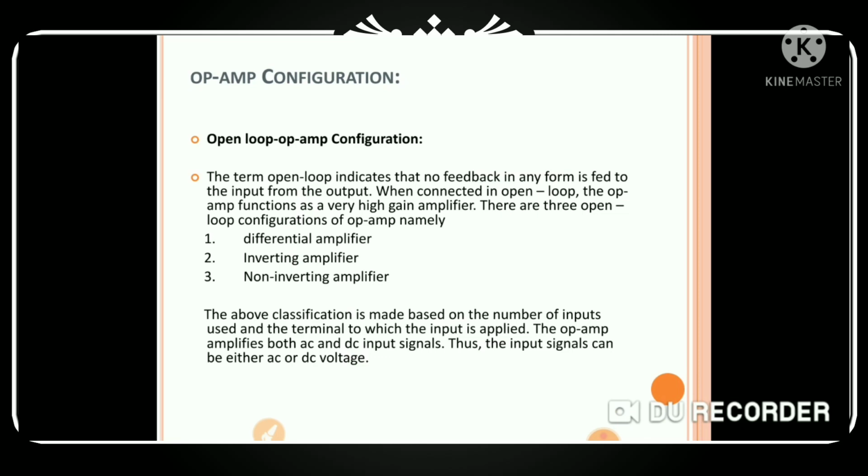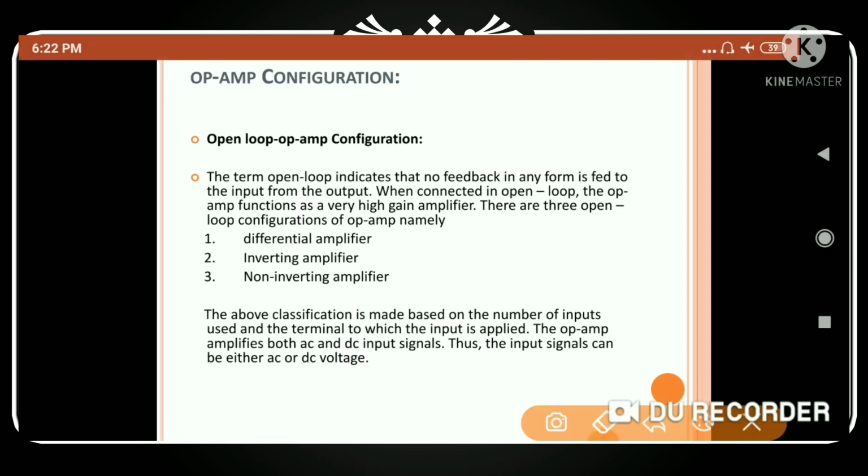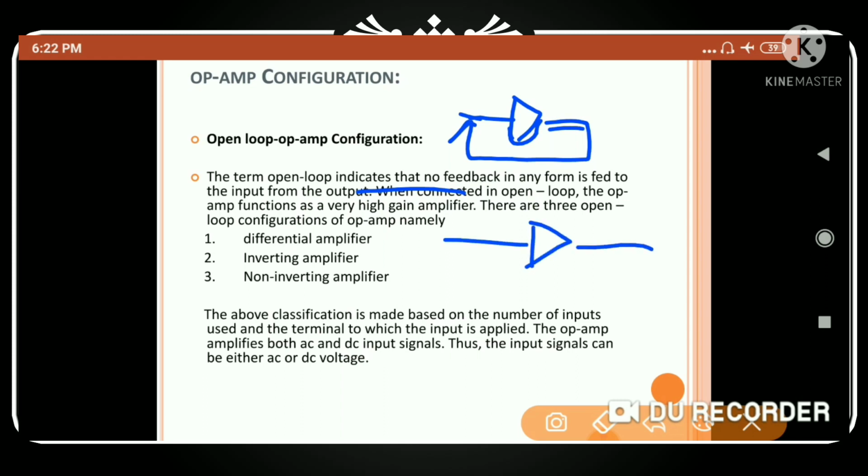Okay, the first one, open loop op-amp configuration. Here there will be three types. First of all, we will see what is open loop op-amp configuration. The term open loop indicates no feedback. In transistor I told you, without feedback, that is open loop. Then with feedback, what is that? If we give a feedback to the input here, then this becomes closed loop. If no feedback is given to the input, then this is the open loop.